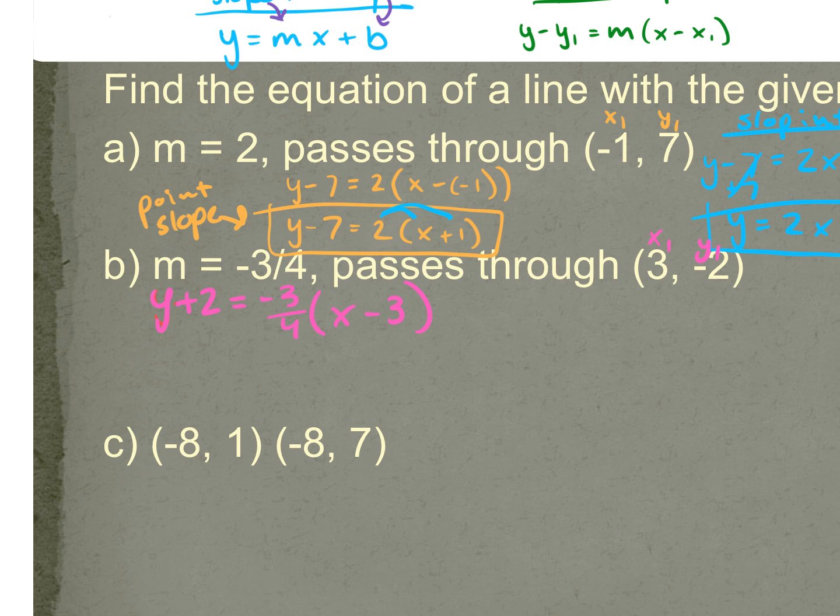If this question asked for slope-intercept form, what would we need to do? So this is an equation of a line. This answers the question. That's a correct answer. But let's say it asks for slope-intercept form. What should we do?